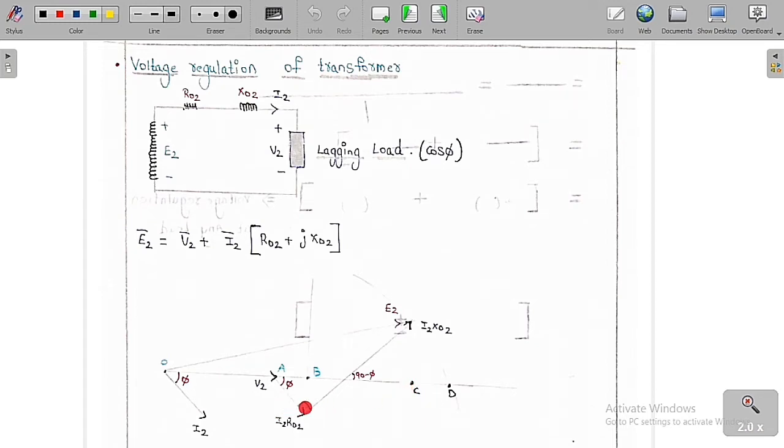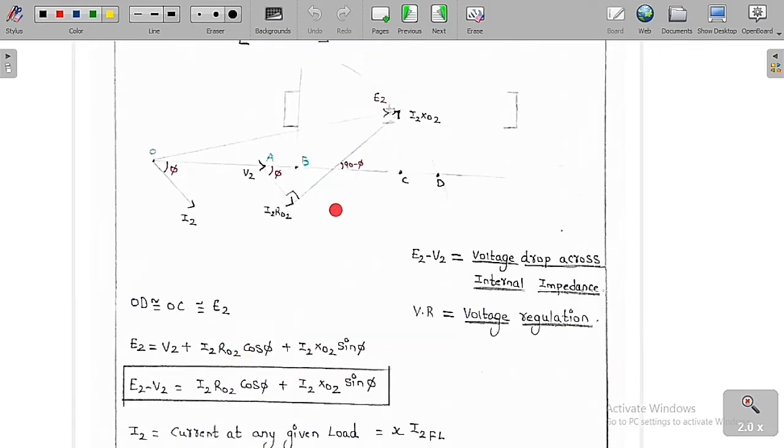So this is 90 degree. If this is 90 degree, then this is phi, then this will be 90 minus phi. So this is also 90 minus phi. So now let me do a small amount of analysis or approximations.